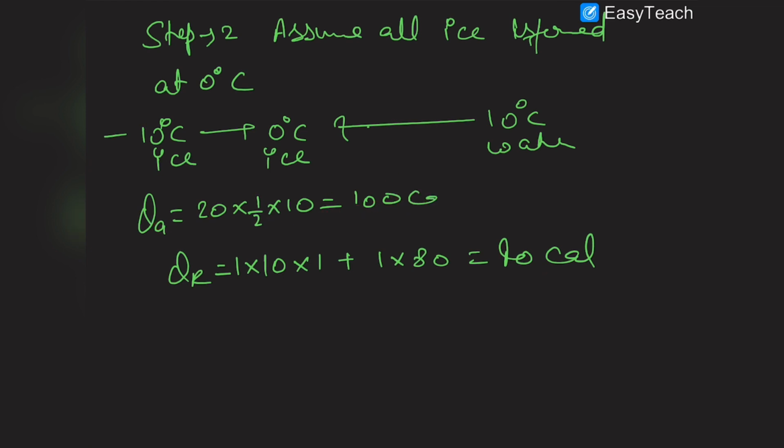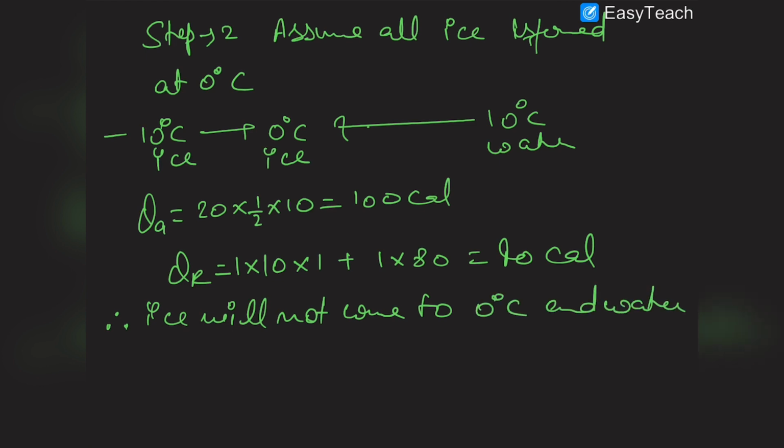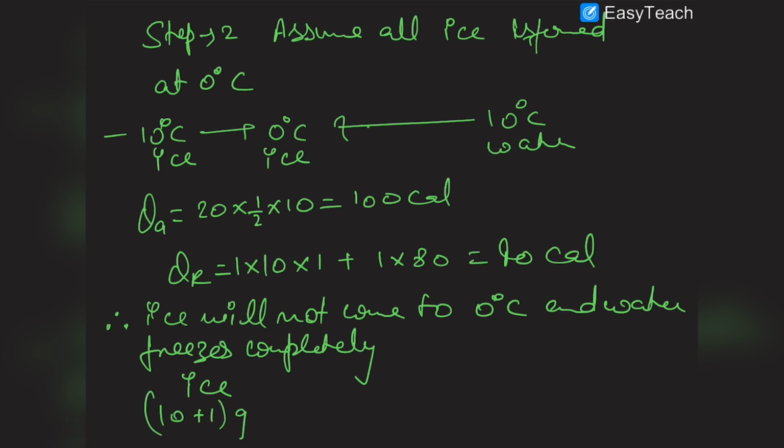heat to come to 0 degrees Celsius, which clearly means that ice would not come to 0 degrees Celsius and water will freeze completely. Therefore, ice will not come to 0 degrees Celsius and water freezes completely. And if water freezes completely, then composition of ice would be equal to 10 plus 1 gram, and composition of water would be 0 grams.